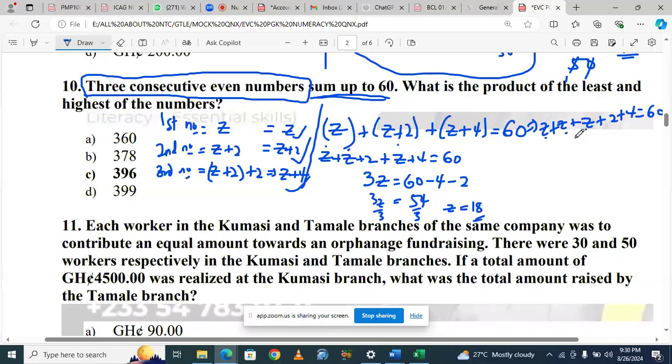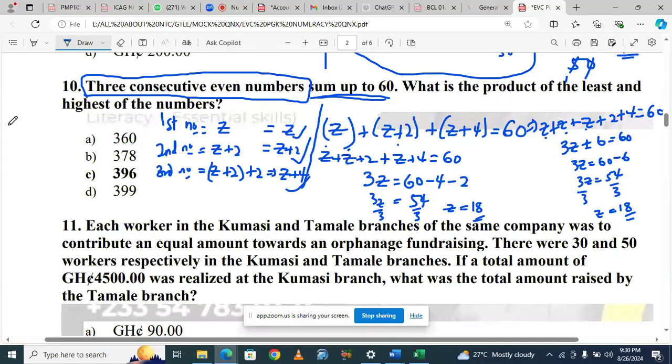Now z plus z plus z will give us 3z. 2 plus 4 will give us 6. And then we have 60 here. So 3z plus 6 is equal to 60. This will move and come here to become minus 6. So you have 3z is equal to 54. Divide here by 3. Divide here by 3. Z equals 18. How about this step? Is it okay? Yes, sir.